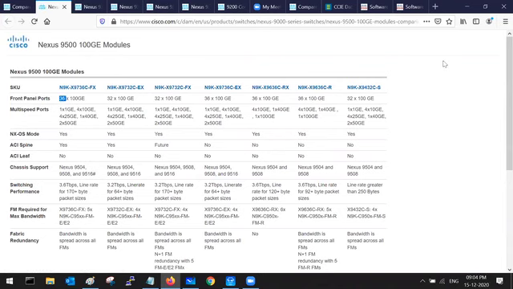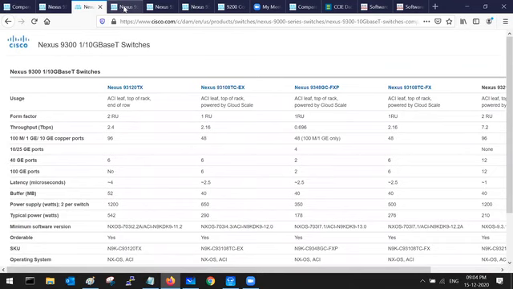The 93. Any questions? On the 93108TC, that one there. How many 100 gig can this support? 6. Okay, yeah, that's fine. Yeah, here, 6, either 600 or 640. This is the fixed one. Okay, thank you.